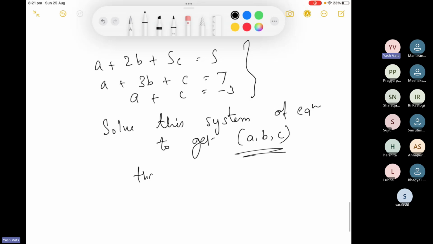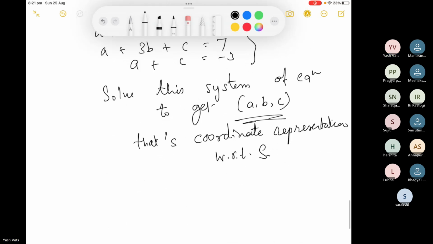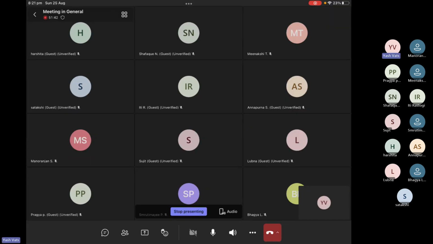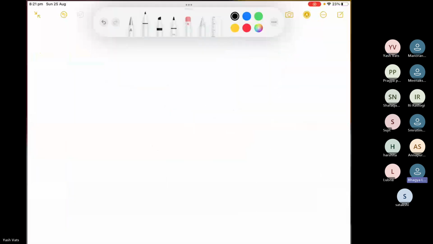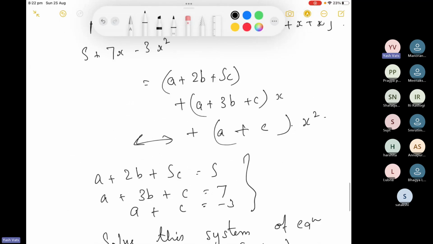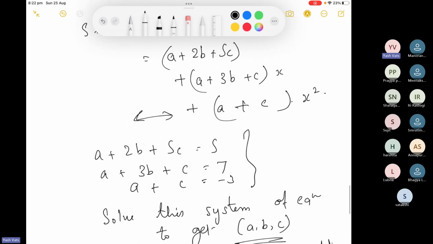So that will be your coordinate representation with respect to the set. Okay, is it clear to everyone? Okay. So that is the coordinate representation. I think there is a similar question, the same I think, in the assignment, you can try that.